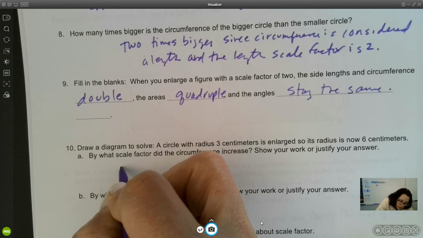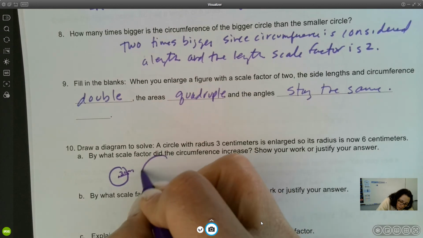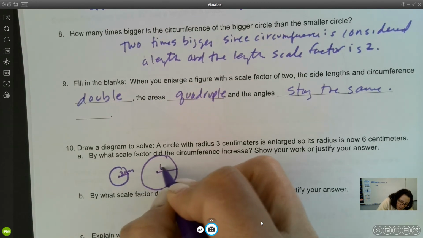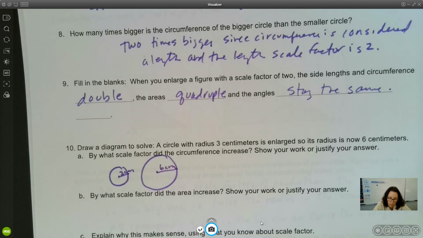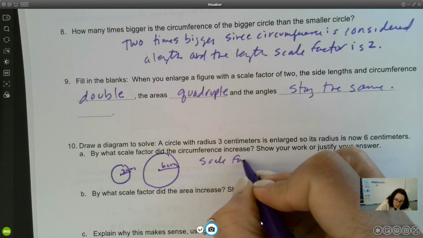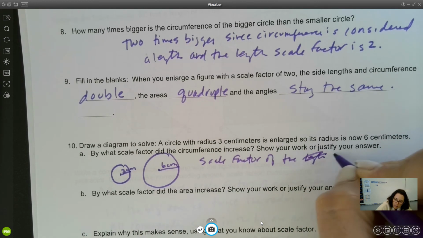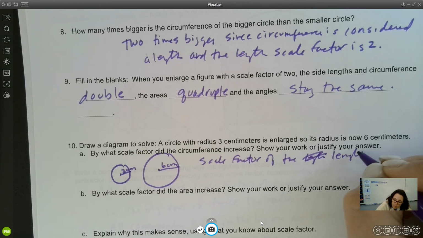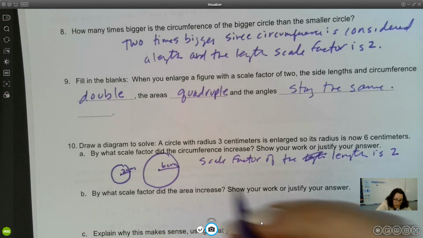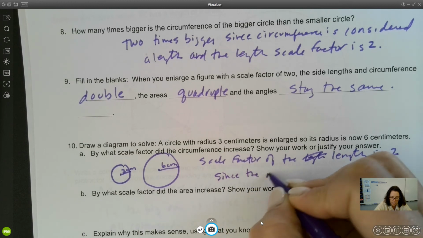All right, so we've got 3 centimeters. By what scale factor did the circumference increase? Show your work or justify your answer. Scale factor of the length is 2 since the radius is doubled.